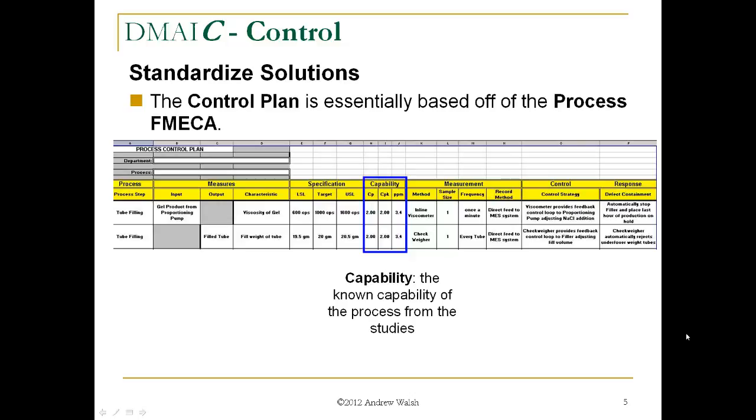At this point, we're at a Cp/Cpk of 2. We're on target, and we are at Six Sigma. Well, hopefully you got there. We actually may be at 4.5 or 5. The lower it is, the more important the control plan is.